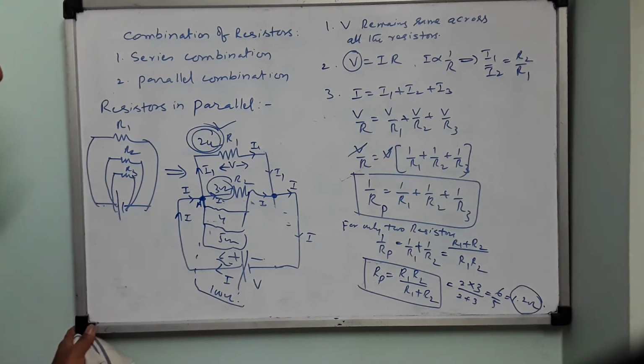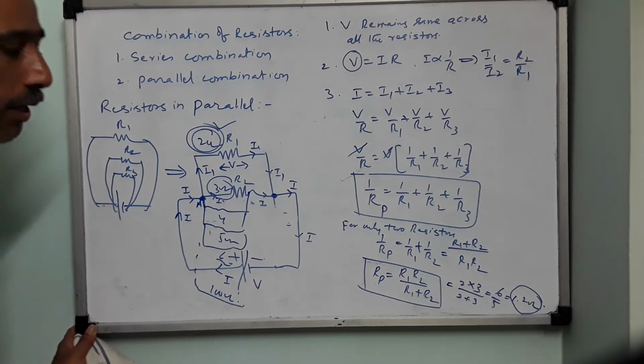Okay. So what is happening to the net resistance in parallel? Net resistance is decreasing. In series, net resistance increases. In parallel, net resistance decreases.